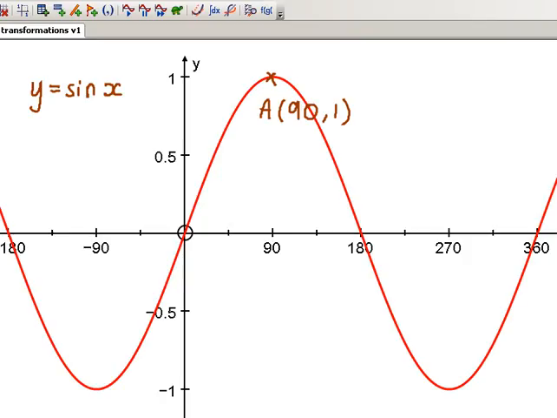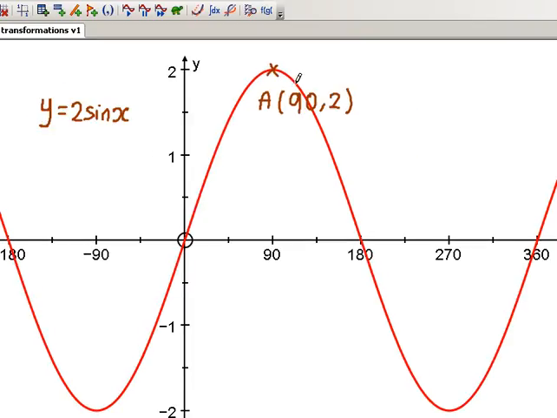So as an example, point A on the original y equals sine x graph has coordinates 90, 1, and after a stretch of times 2 in the y direction, the x-coordinate will remain the same and the y-coordinate will be multiplied by the stretch factor. So that 1 becomes 2, 1 times 2. So here is point A after the stretch in the y direction by times 2.